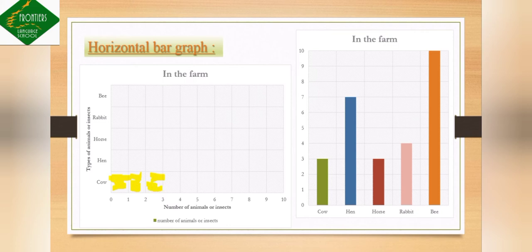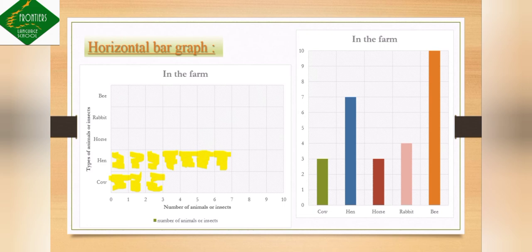Now it asked me about the hen. Look at the vertical bar graph. The hen is 7. I color 7 here in the horizontal bar graph. 1, 2, 3, 4, 5, 6, and 7.